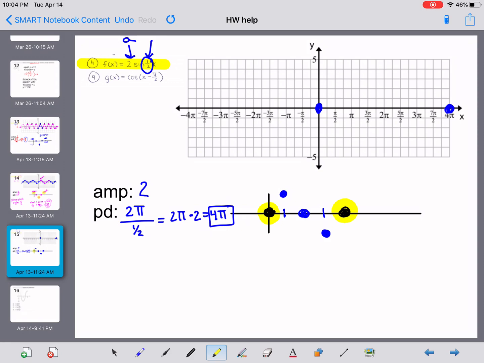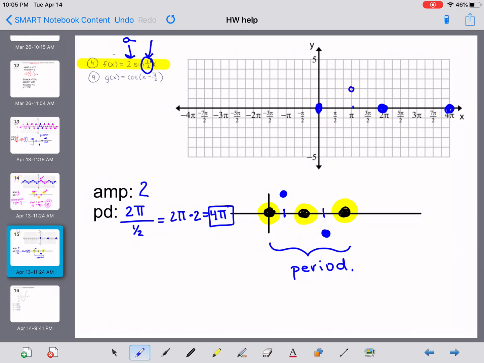My ending point is going to match the period because if we start at 0, the period will match with the ending point. The distance between your start and your end should be your period distance. So from start to end, 4 pi, that matches my period. Okay. Next thing I find is that midpoint right in the middle. That's at 2 pi. This first midpoint between the first and second points at pi is going to go up to the amplitude.